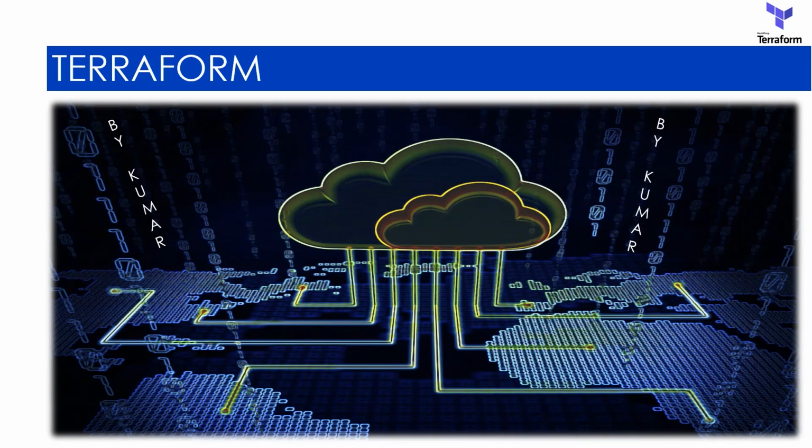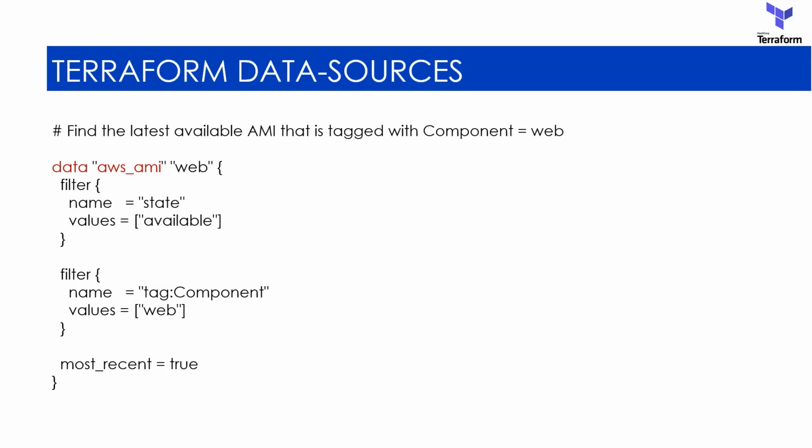Hello and welcome. In this lecture we are going to talk about Terraform data source. Find the latest available AMI that is tagged with component equals babe. So how will the data syntax look? You start with data, which is a keyword, then in double quotes the name of the AWS resource, which is aws_ami, then the name of the data, and then we can use sub-attributes like filters, most_recent, and a few more attributes associated with data.